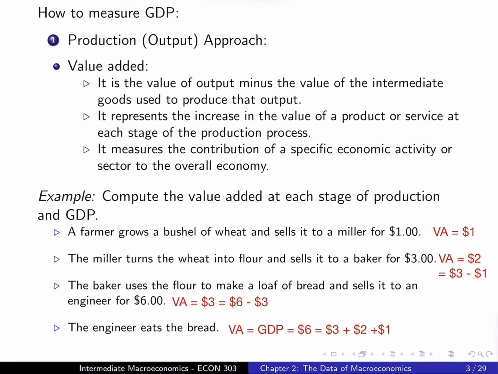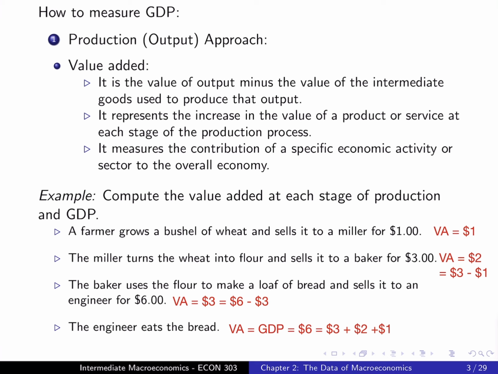Now let's talk about how we measure GDP, starting with the production approach, also known as the output approach. This method focuses on value added at each stage of production. What is value added? It is the difference between the value of output and the value of intermediate goods used to produce that output. In simple terms, it shows how much extra value is created at each stage of the production process. It allows us to measure the contribution of each activity or sector to the overall economy.